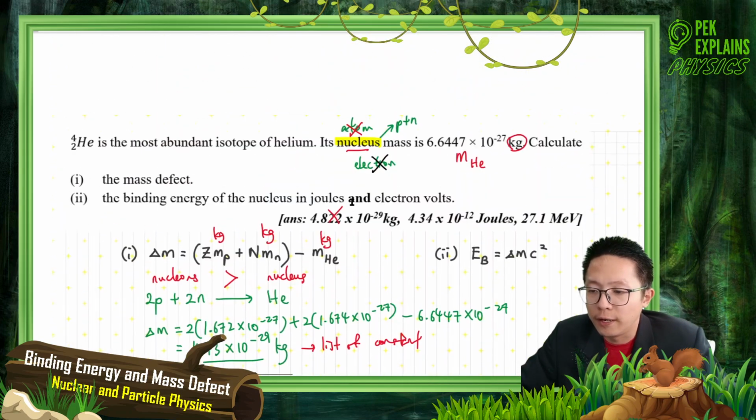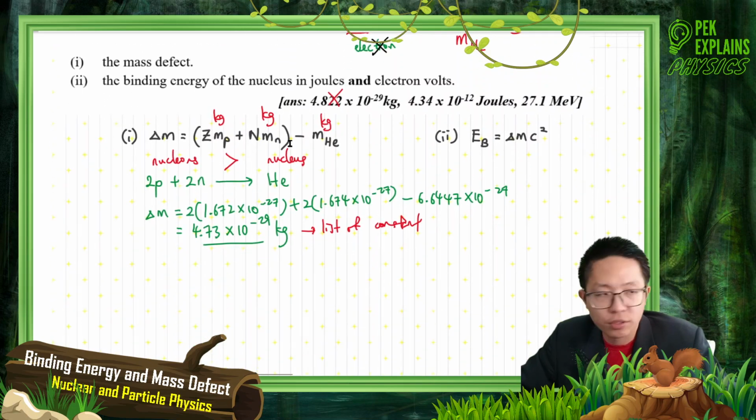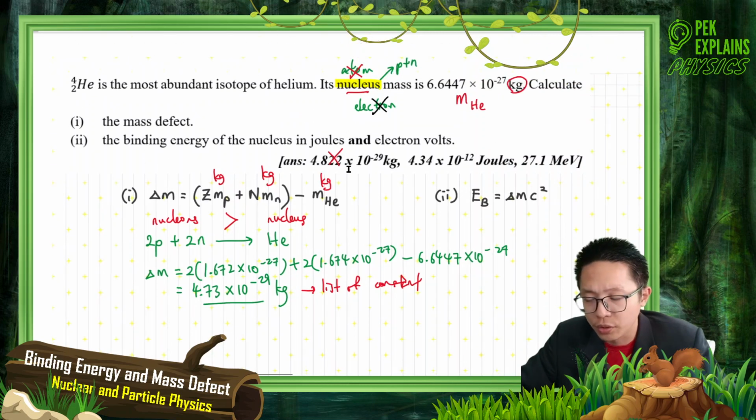Okay, so you see, there'll be so much difference. I already showed you there'll be a lot of difference if you don't use the value based on the list of constant. So if you use your own value in the calculator, you get this value. It's not the same as the answer scheme value. So be careful.